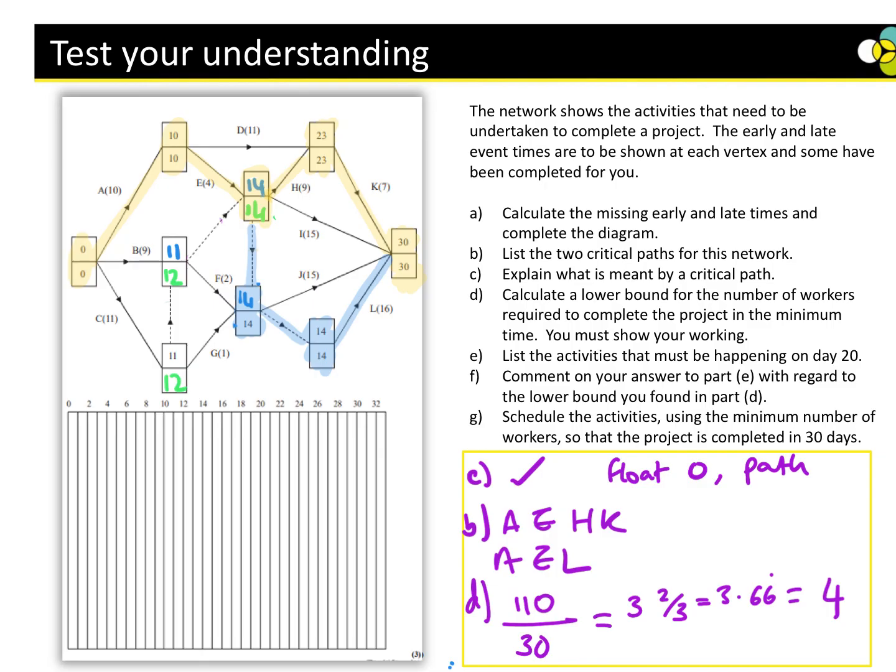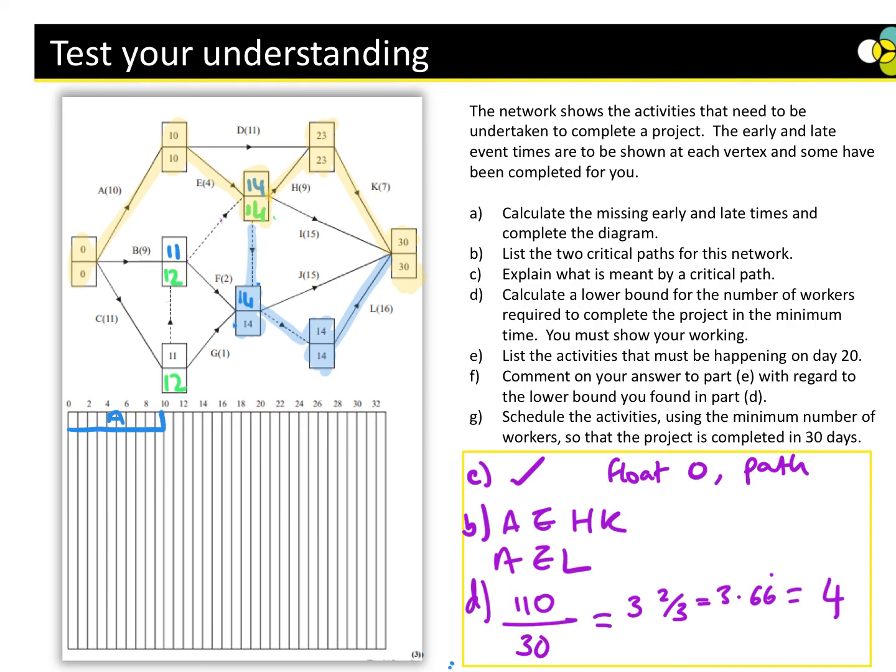E, list the activities that must be happening on day 20. Can we do that without drawing anything? Maybe. We might be able to, but it's going to be complicated. So let's start drawing things. So step 1, 0 to 10. This is my A.